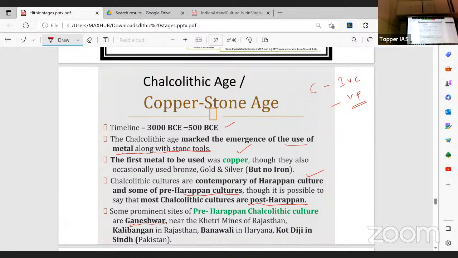So Chalcolithic means stone along with copper. Copper was the first metal to be used by human beings, and this Chalcolithic period was contemporary with pre-Harappan, Harappan and post-Harappan cultures. An example of pre-Harappan culture is Ganeshwar, with the Khetri mines of Rajasthan, and also Kalibangan, Banawali, and Kot Diji.